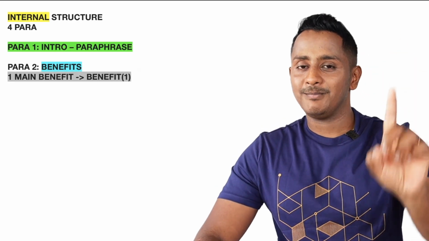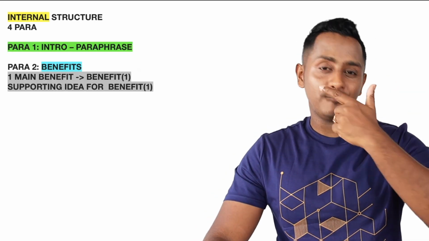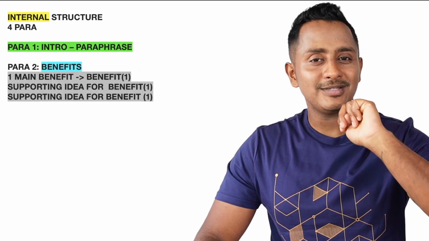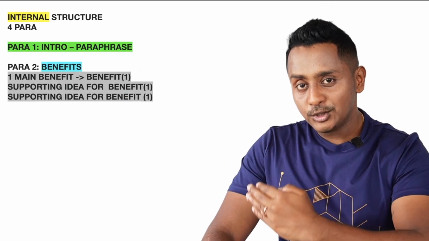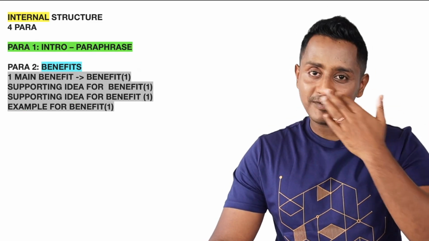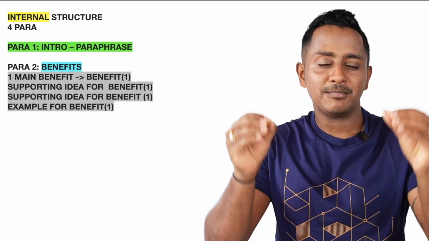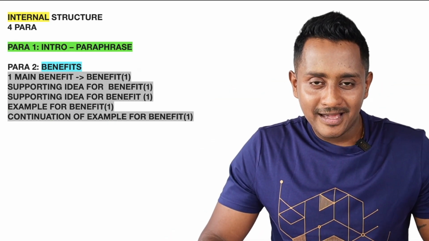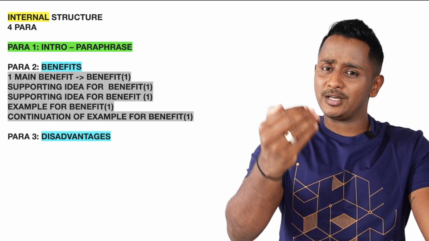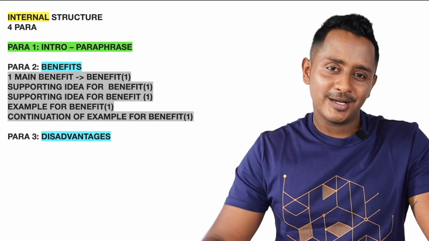One main benefit, let's call it benefit number 1. For that, the supporting idea for benefit number 1, you need to write in at least 1 or 2 sentences. Post that, you're going to continue talking about benefit number 1 using an instance, an example for benefit number 1. You don't talk about benefit number 2. Until now, you're going to talk about benefit number 1 only. Then the continuation of the example for benefit 1, and then you conclude it. We will see how to do it in just a while when we come to the execution part.